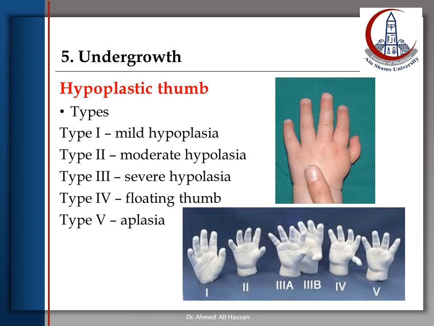The reverse is undergrowth or hypoplasia. The most affected part of the hand is the thumb, hypoplastic thumbs. The types of hypoplastic thumb vary from mild hypoplasia, as you see in the pictures, to moderate hypoplasia, severe hypoplasia with a very small part attached to the radial part of the hand, or a floating thumb, and aplasia, which is total absence of the thumb.